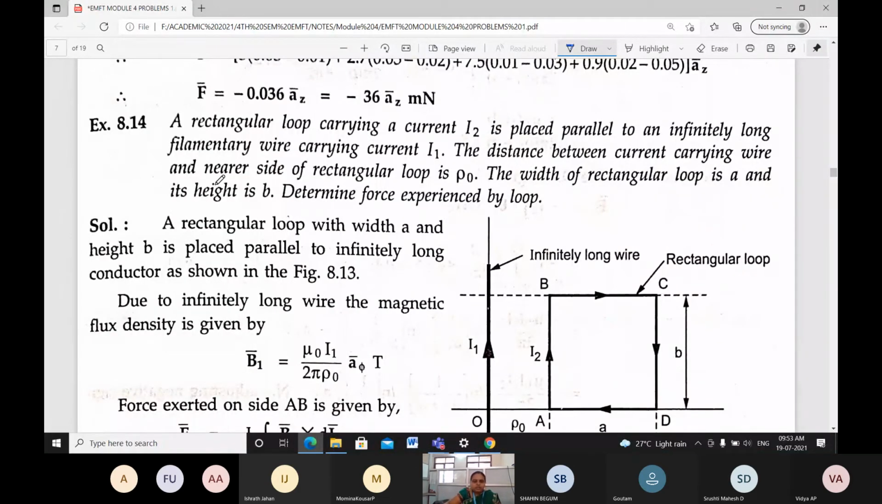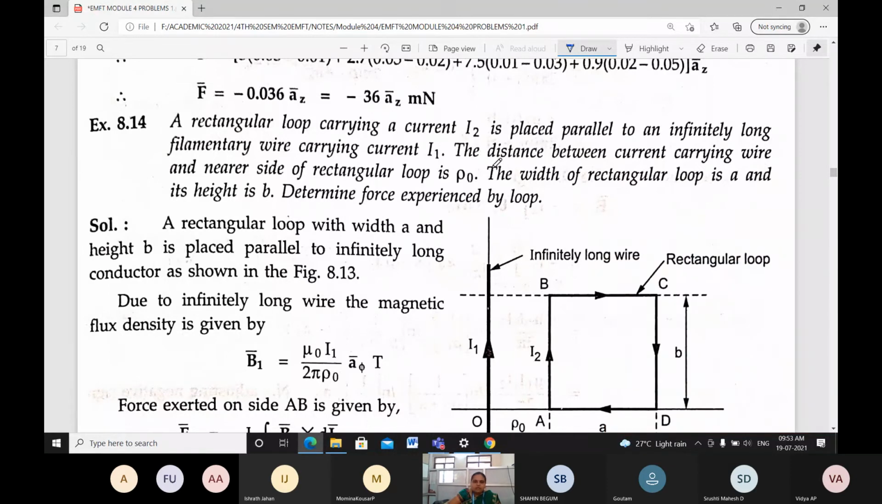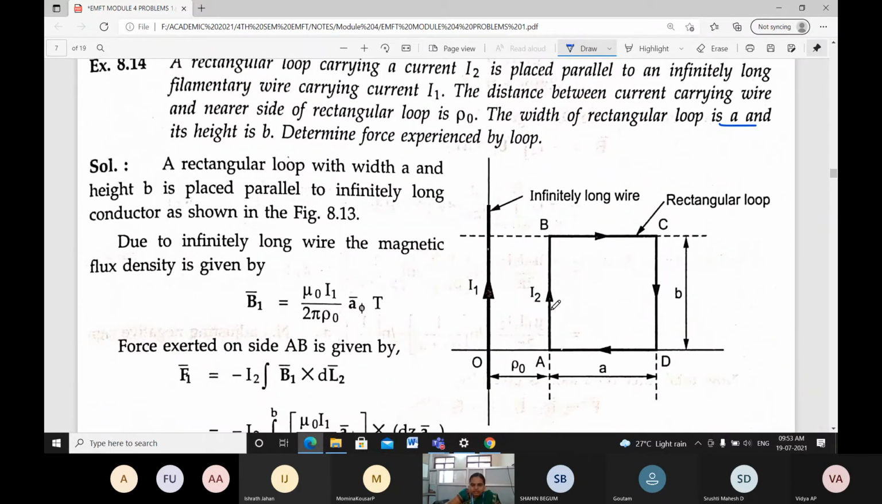Next problem: a rectangular loop carrying a current of I2 is placed parallel to an infinitely long filamentary wire carrying a current of I1. The distance between the current carrying wire and the nearer side of the rectangular loop is taken as rho naught. The width of the rectangular loop is A and the height is B. Determine the force experienced by the loop.